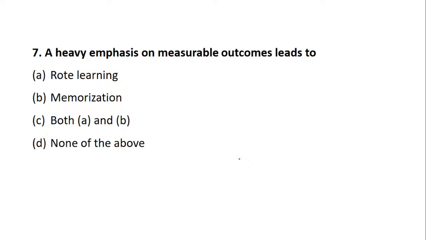A heavy emphasis on measurable outcome leads to what? So a heavy emphasis on measurable outcome. Now you should know what is the meaning of outcome. It leads to either rote learning, either memorization, either both, or none of the above. A heavy emphasis on measurable outcome leads to what? What does it result in?